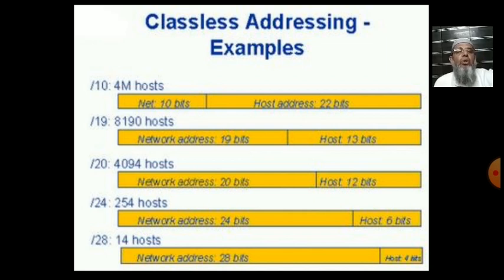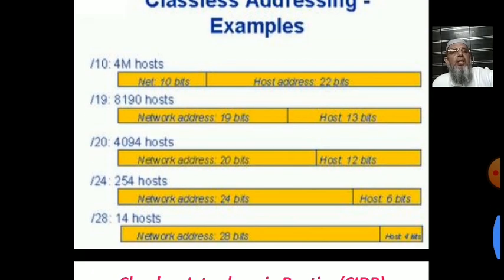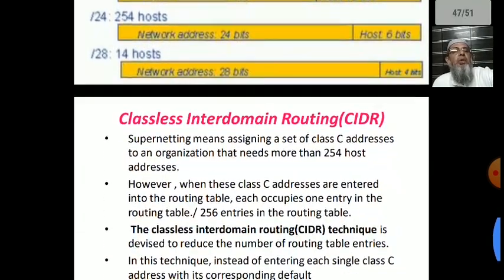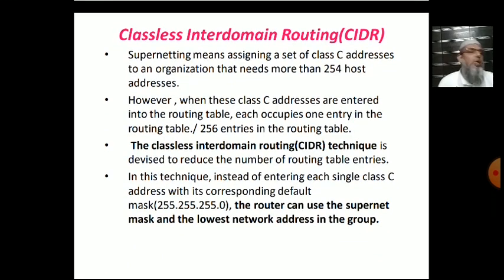So this is classless addressing, in which there is no fixed subnet mask. The subnet mask will change accordingly when we are borrowing bits from the network to the host. It means we are increasing the number of hosts in one particular network by combining several networks.